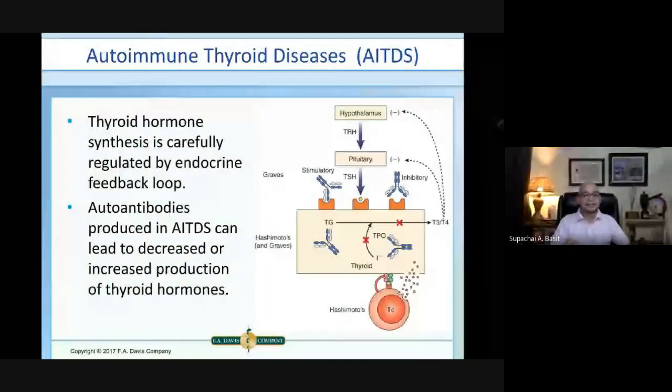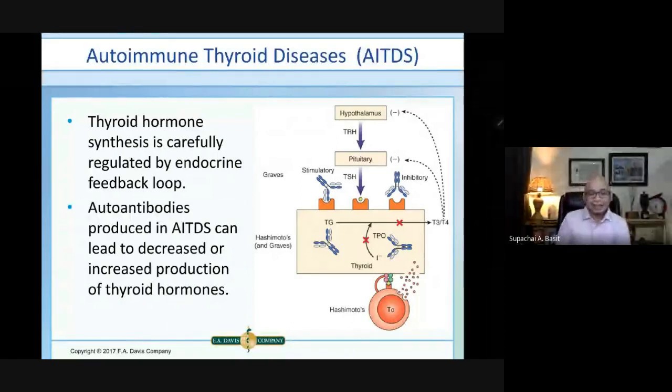Okay, so this time let's talk about the thyroid, autoimmune thyroid diseases. So normally, the production of the hormones T3 and T4 by the thyroid gland is carefully regulated by a feedback loop called the thyroid axis. So this is the negative feedback loop called thyroid axis. So two possible things can happen. You can either have hypothyroidism and the other one is hyperthyroidism.